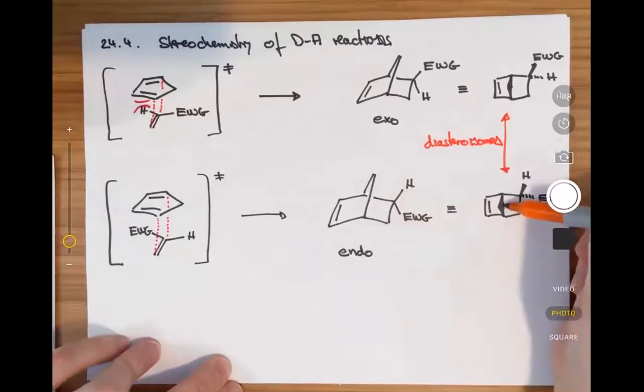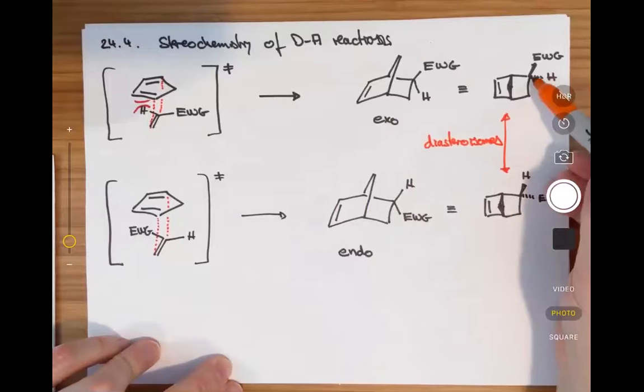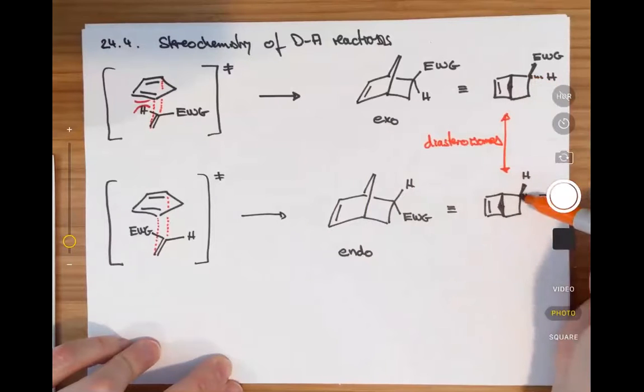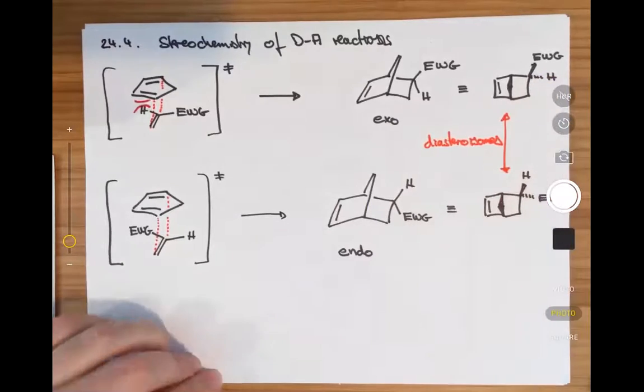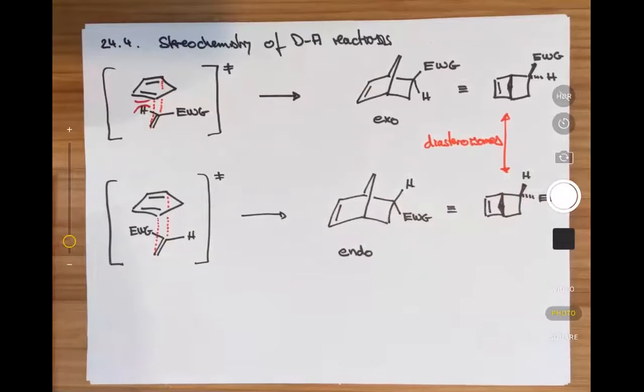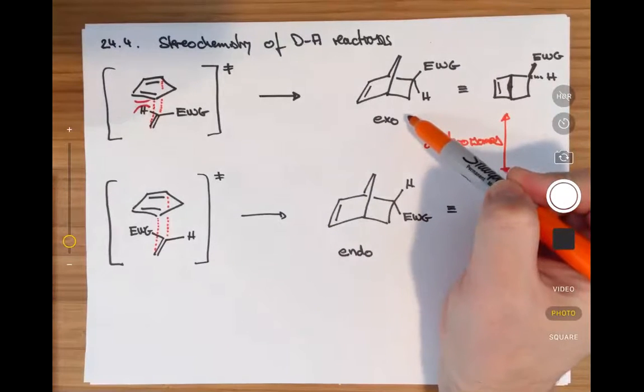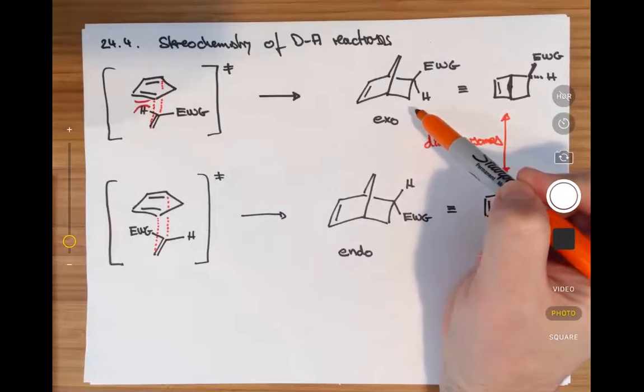So they're not enantiomers because this bridge stays the same, but the stereochemistry at this carbon atom is just inverted. Right? So relative to each other, they're diastereoisomers. Now, if you just have a look at the structures, you could potentially make an argument for this exo product being more stable based on sterics.